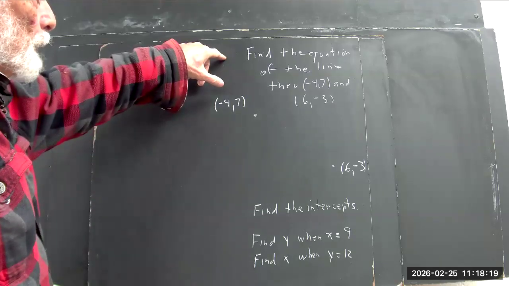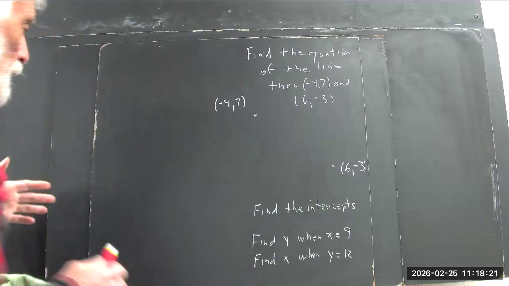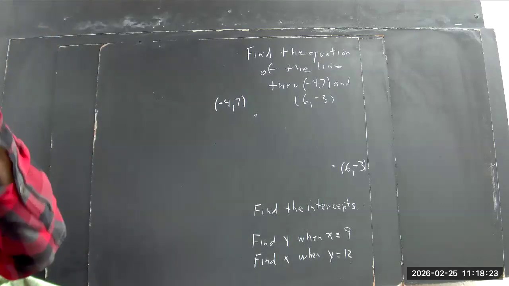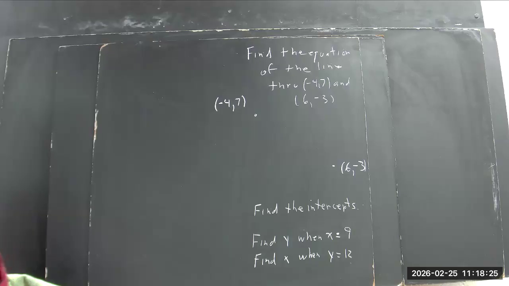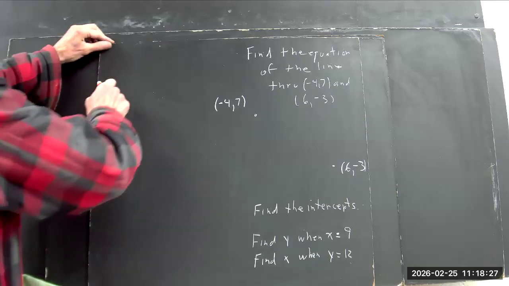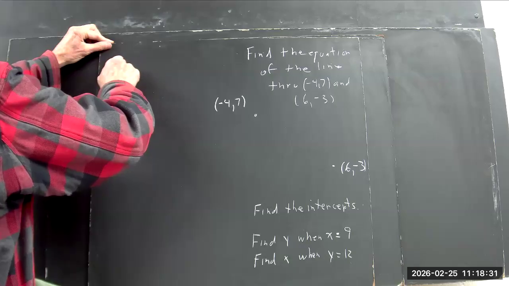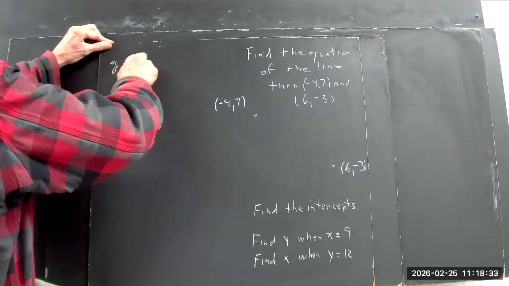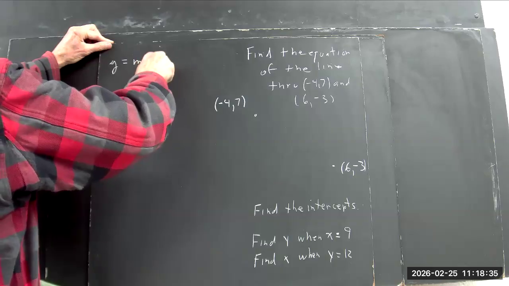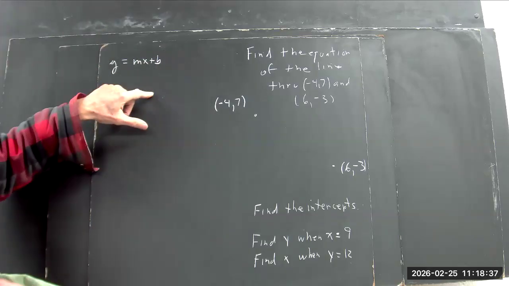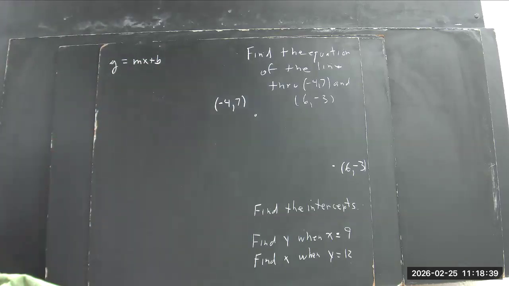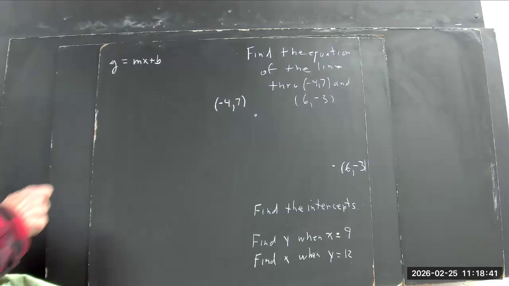Now, how do you find the equation of a line? You've got to get this in your head. It's a bad looking y, but I think you can see it's a y. y equals mx plus b. It's called the slope-intercept form. You can review what we did last time. I'm not going to write it all out.